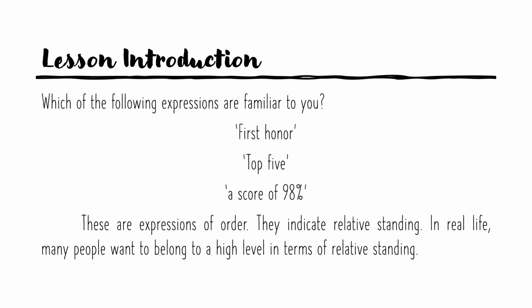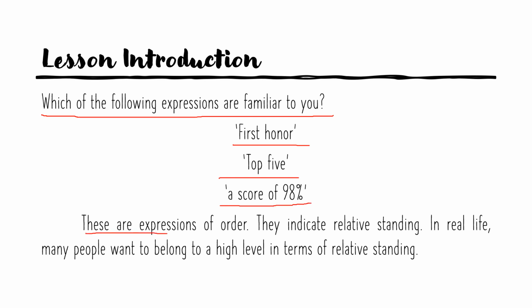So for our lesson introduction, there is a question here. Which of the following expressions are familiar to you? First, first honor. Second, top 5. And your third example is a score of 98%. So these are expressions of order. They indicate relative standing. So dealing with these expressions, we are dealing also with your relative standing.